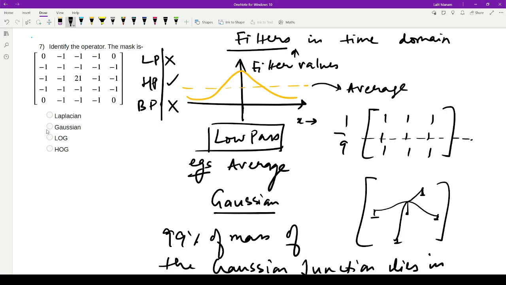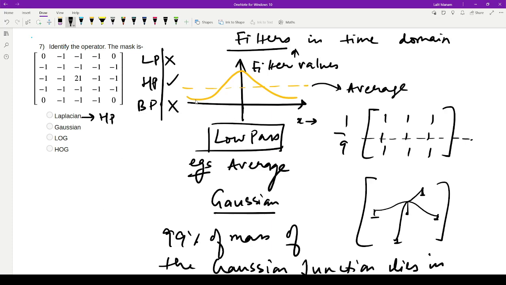Do you know what Laplacian is? The Laplacian operator is a high pass filter. It is a differential filter, second order. Second order derivative, if you are in continuous spaces. If you just take double differences, that turns out to be Laplacian. So Laplacian is a high pass filter. Okay, that's fine.